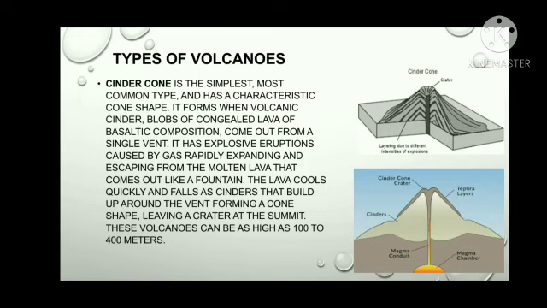So these volcanoes can be as high as 100 to 400 meters. In addition to this, cinder cones are characterized by a circular cone of hardened lava, ash, and tephra around a single vent, where fragmented ash and lava build in a cone around the vent. As they cool and harden, cinder cones are often found on the flanks of larger volcanoes and have steep sides with a large summit crater.